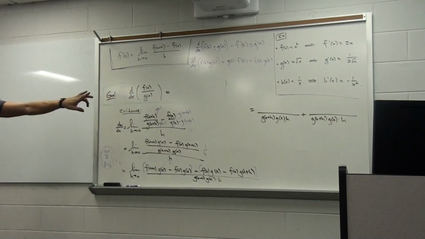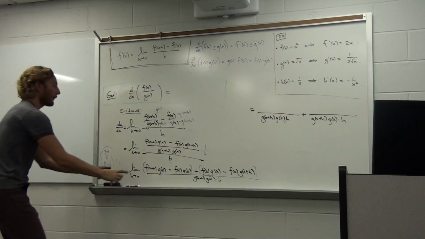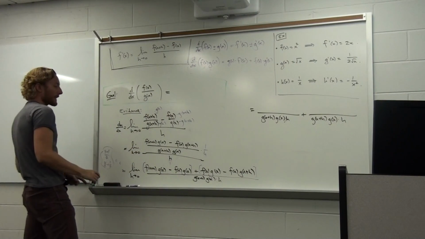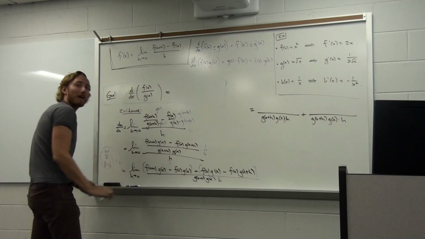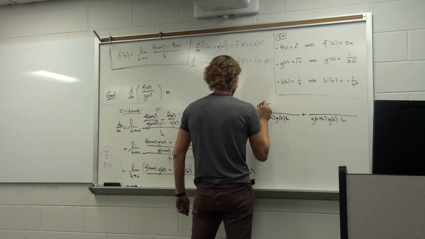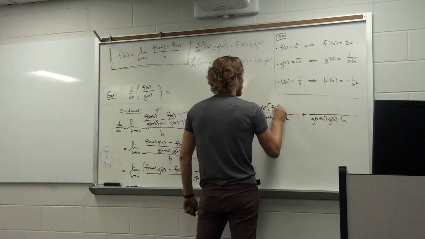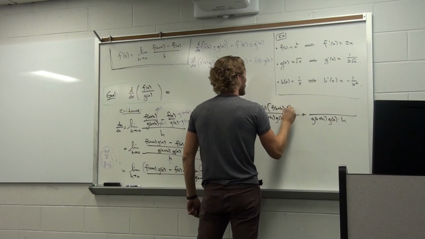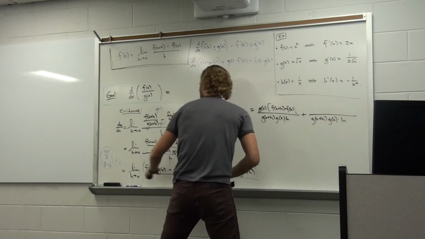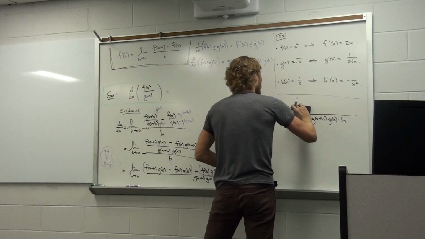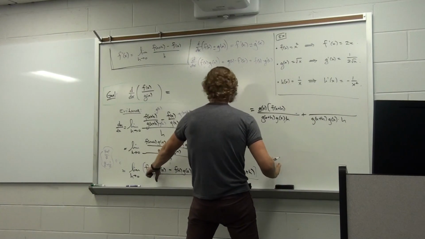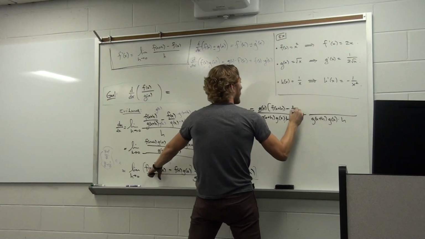Okay, what's upstairs in each of these fractions? The first fraction is going to have what's in the first bracket upstairs. Note, in common is a g of x. So we've got g of x times f of x plus h minus f of x. Let me write that more clearly. Take out the g of x that's in common, you've got an f of x plus h minus f of x.